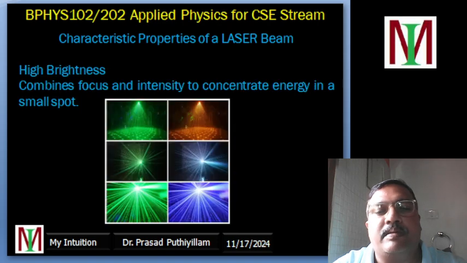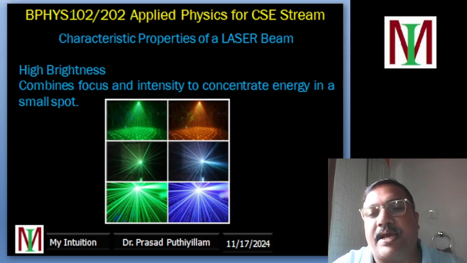Then comes the brightness, high brightness. High brightness refers to the laser's ability to focus a lot of energy into a small spot. The brightness of a laser is a combination of its intensity and focus. So a laser can concentrate energy into a very small area while maintaining its intensity.